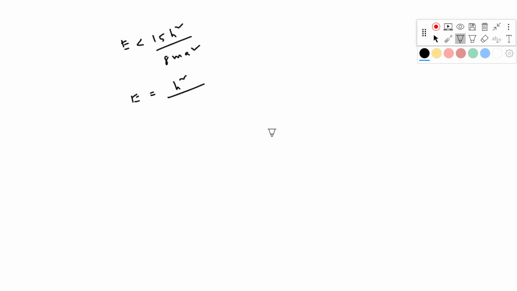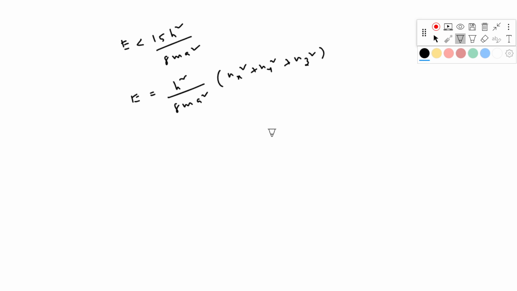Right. So the second question, energy given E less than 15 h square over 8 m a square. Energy is given, then you have to find out, I think, the number of energy levels, right? Okay. So the formula for this is, we know E equal to h square by 8 m a square into nx square plus ny square plus nz square, right?